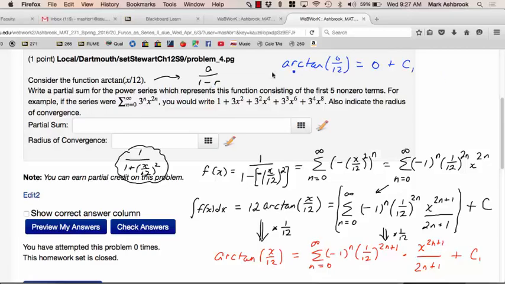So what we're saying is, between negative pi over 2 and pi over 2, what angle gives us a slope of 0? That's what we're saying right there. And it's the angle 0. Okay, it's the angle 0. So 0 equals 0 plus C1. So the constant is 0.